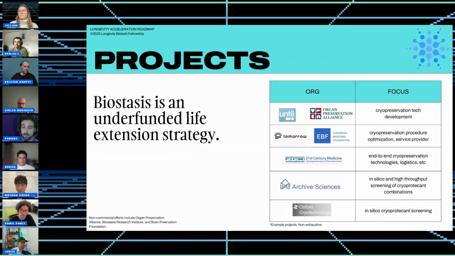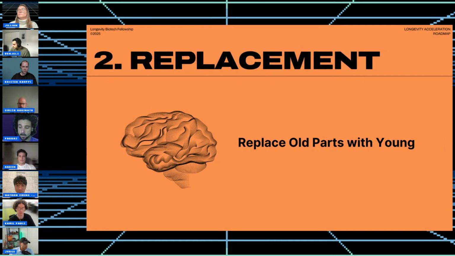Okay, so there's a number of projects in this space. Most recently and most in the news was Until Labs. So Laura Deming raised, I think, around $50 million for a Series A led by Founders Fund for a company that's working on reversible cryopreservation technology. And there's a bunch of other players in the space as well. So an interesting and super underfunded direction. But let's talk about replacement quickly.